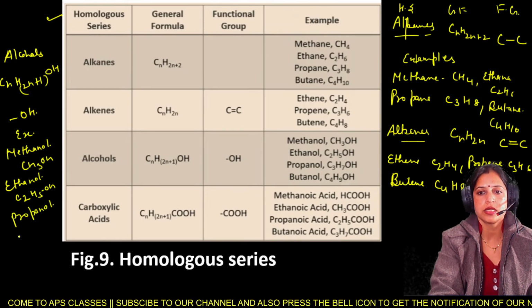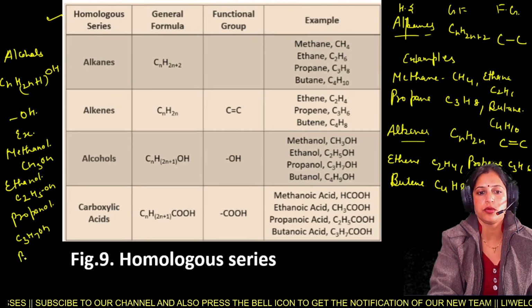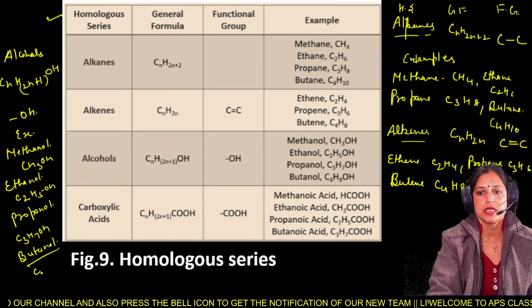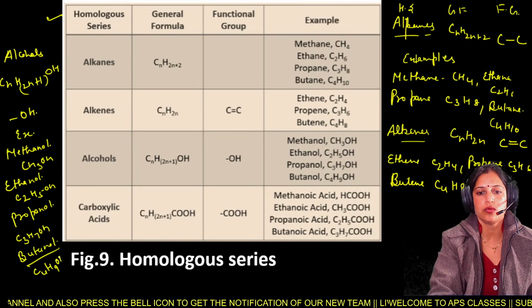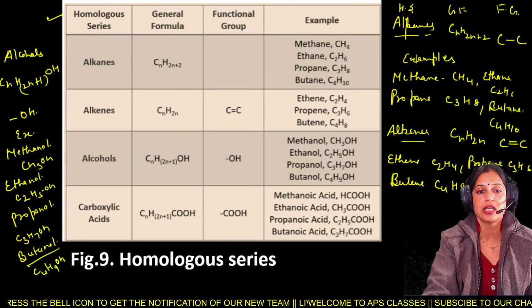Formula of propanol is C3H7OH. Next is butanol, and the formula of butanol is C4H9OH. These are the homologous series: alkanes, alkenes, alcohols.